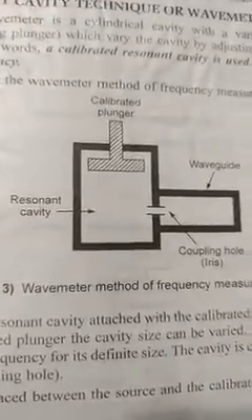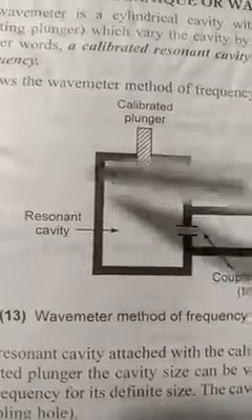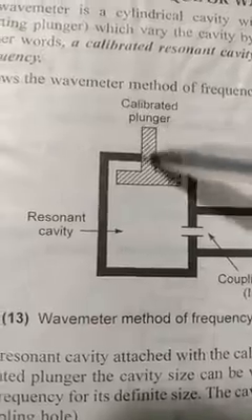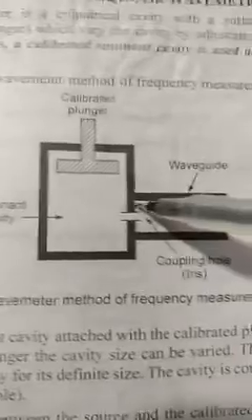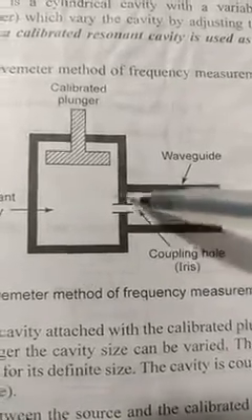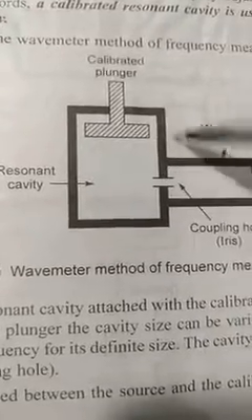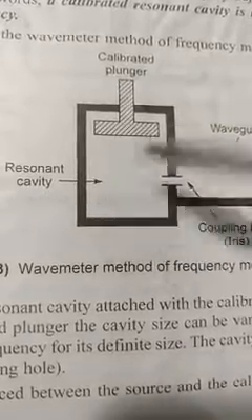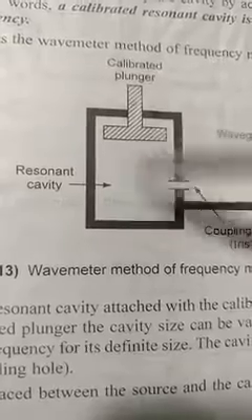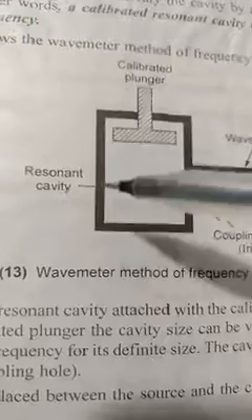So when we are here, you can see the wave meter internal diagram. In the wave meter we have one calibrated plunger, and we have the resonant cavity. Here we have an array, and the waveguide is connected to it. So what is happening is, this wave meter as a whole, as you have seen in the lab, has been calibrated into scales from 1 gigahertz to 12 gigahertz frequency range.